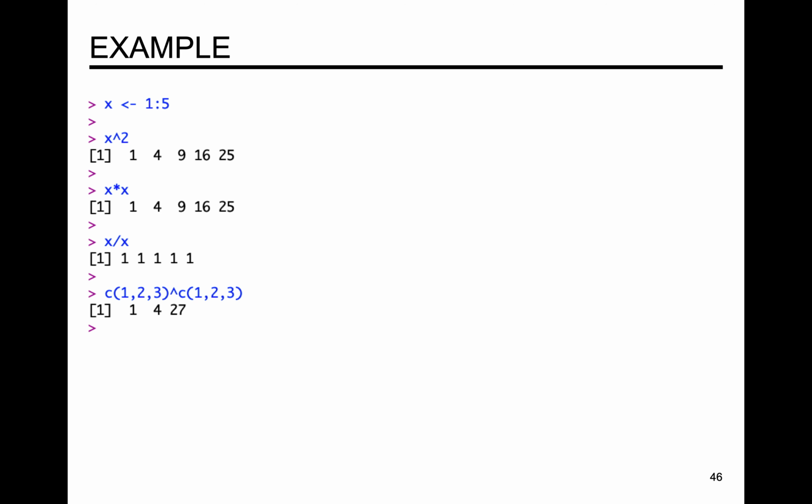I can also type x divided by x, and that will take each element of x and divide it by itself, which is why you see a vector of 1s. And then finally, I can take a vector 1, 2, 3 and raise it to the power of a vector 1, 2, 3, and that's going to take 1 to the first power, 2 to the second power, 3 to the third power. So these are examples of element-wise operations.